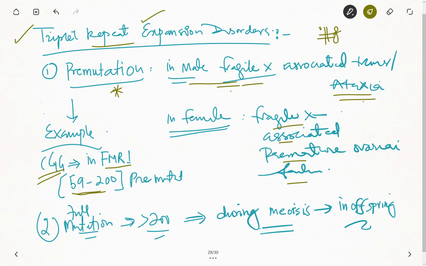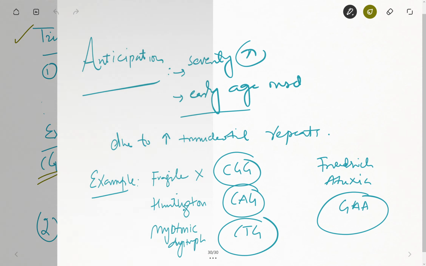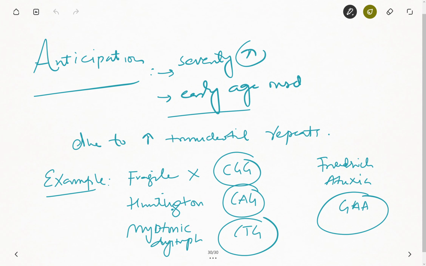And in meiosis during gametogenesis, these CGG repeats may increase the number beyond 200, and we call it a full mutation, and so it can be transmitted to offspring as a full mutation, and actually in the case of Fragile X, there is no protein synthesis. So for this, we observe another phenomenon that is called anticipation.